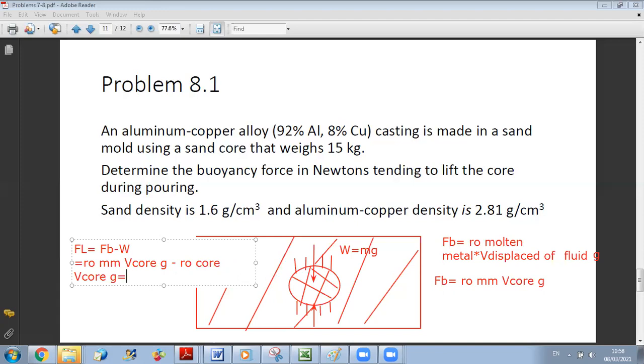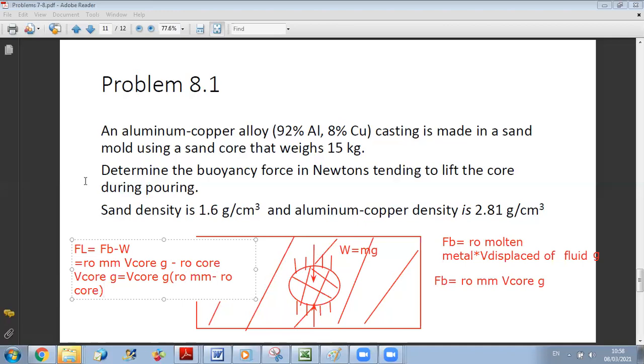If I take V core times g as a common factor, I obtain V core times g times rho of the molten metal minus rho of the core. And in general, the core density is lower than the density of the molten metal. This is why I get a total lift force upward, okay?